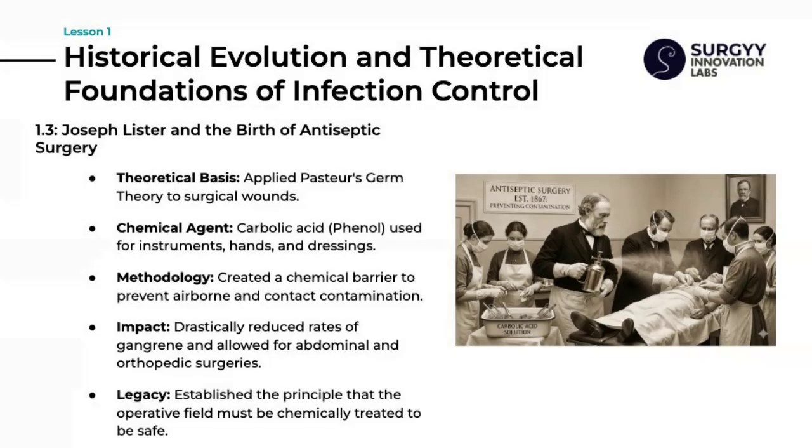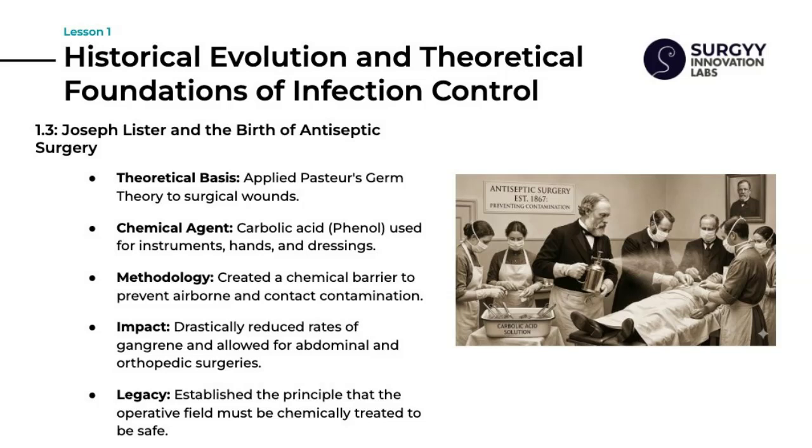Lesson 1.3 introduces Joseph Lister and the birth of antiseptic surgery. The theoretical basis for his work was the application of Louis Pasteur's germ theory to the treatment of surgical wounds. The chemical agent he chose was carbolic acid, also known as phenol, which was used to disinfect instruments, hands, and surgical dressings. His methodology involved creating a chemical barrier to prevent both airborne and contact contamination during procedures.